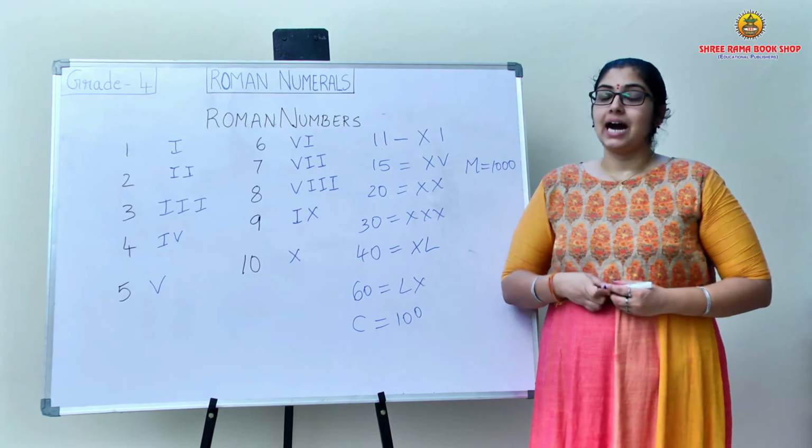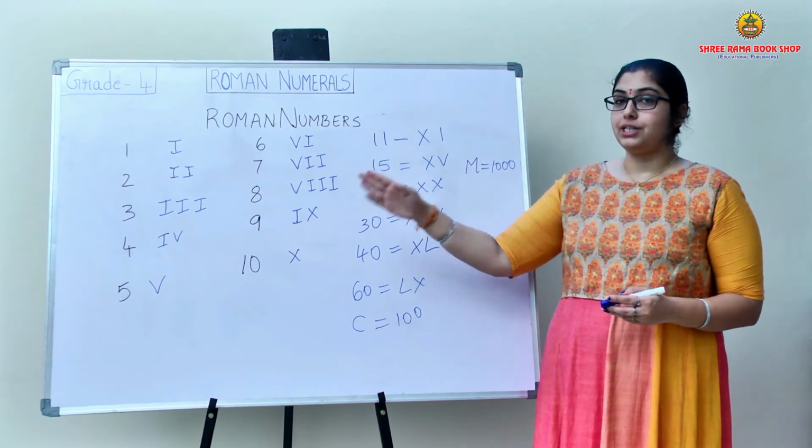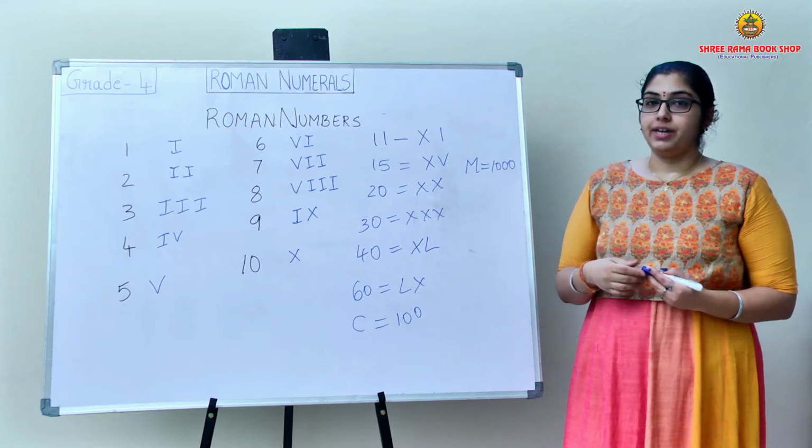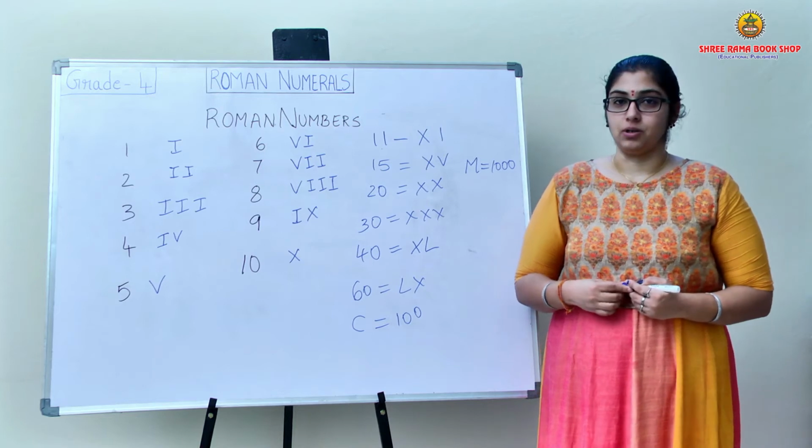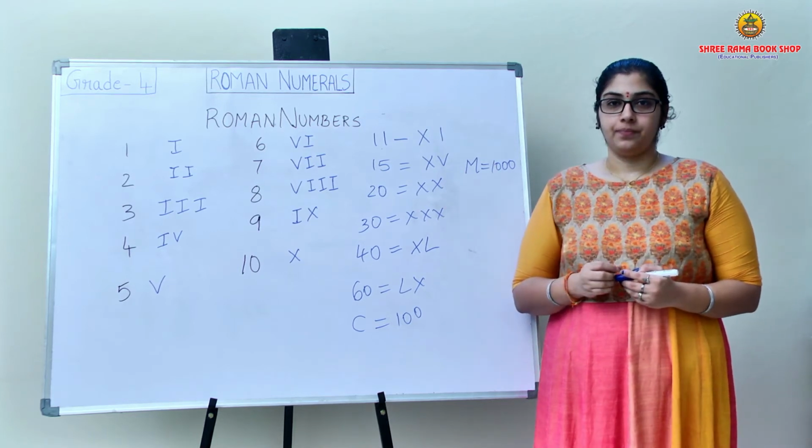Now we will see the chart of all the numbers from I to 1000 in general, and we can have an idea and use this chart in doing the further exercises in your textbook. Now we will see the chart.